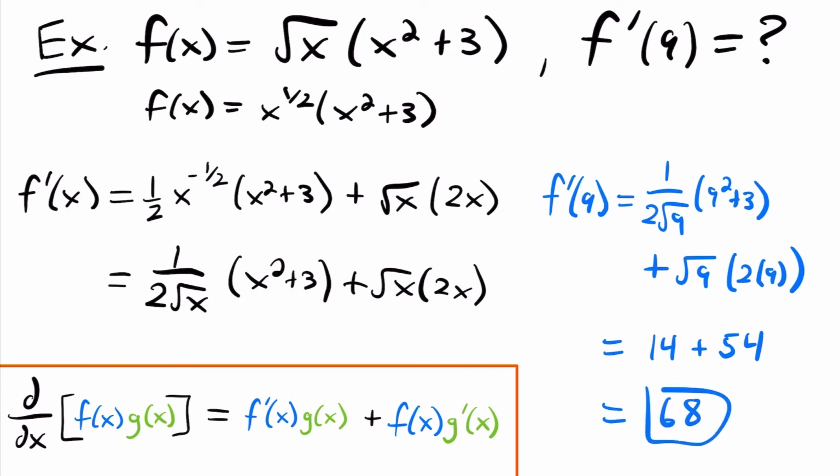So hopefully you can go through and evaluate this yourself and get the same answer. But 68 is going to be the answer in this case when we take our derivative using the product rule and then we plug in our value of 9 that we are interested in.